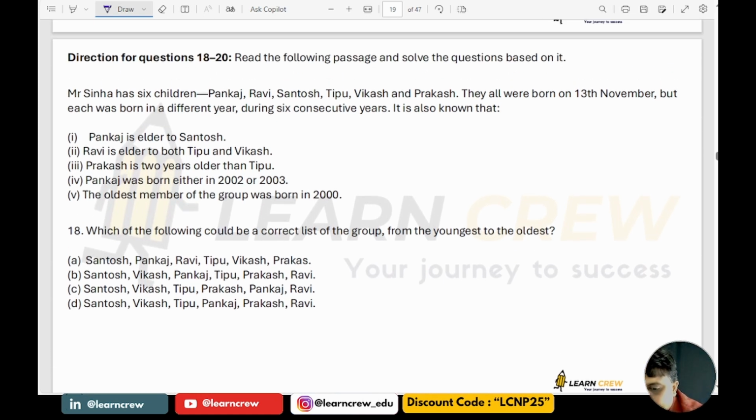Question number 18 to 20. Please see here what we have. Mr. Sinha has 6 children: Pankaj, Ravi, Santosh, Tipu, Vikash and Prakash. They all were born on 13 November, but each boy was born in a different year during 6 consecutive years. It is also known that Pankaj is elder than Santosh.